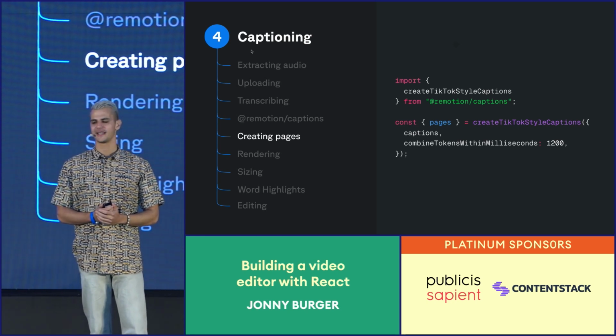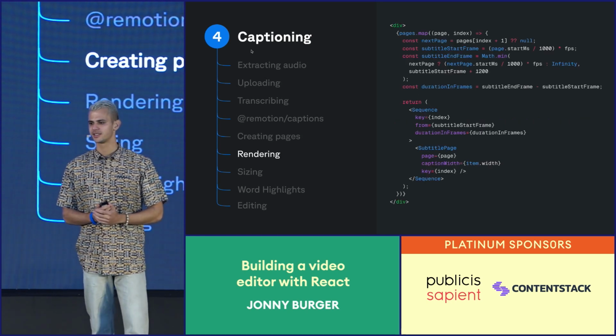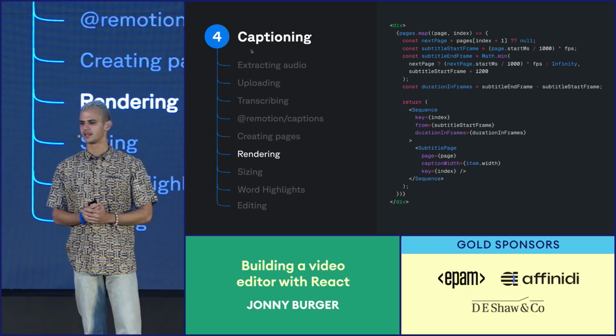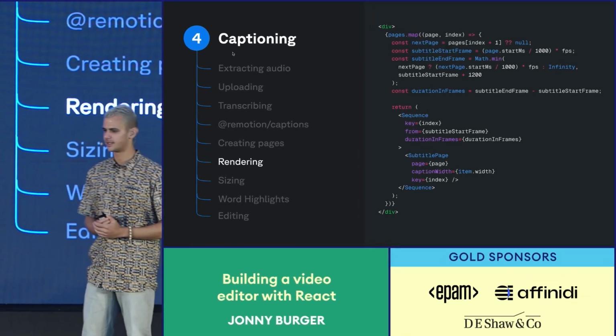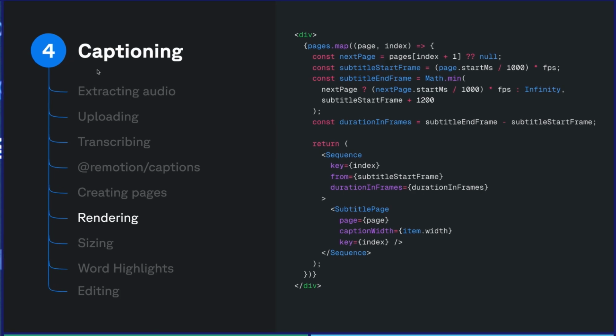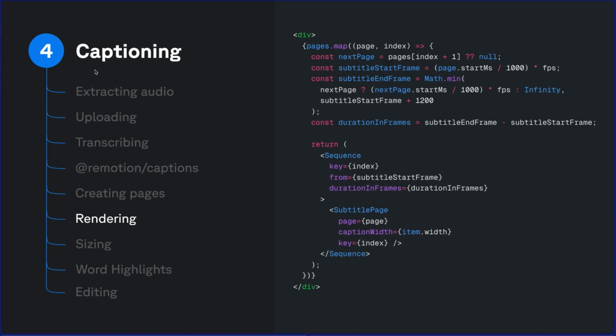Now that we have created caption pages, we are rendering them like this. Using the Remotion sequence component, we can make content only appear after a certain time and limit their duration. And that's how we render each page after each other.